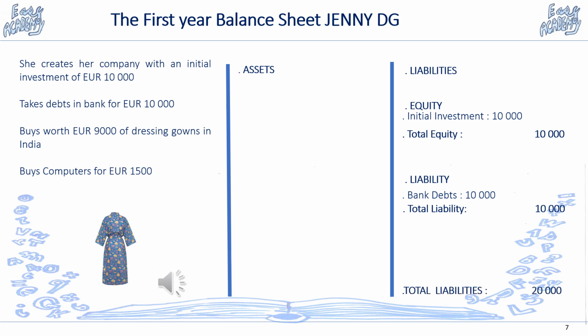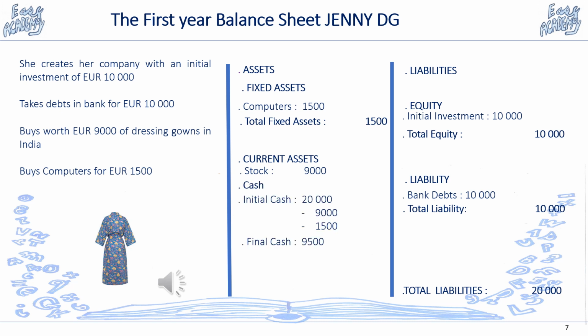Now looking at assets. The only fixed assets she has are the computers that she bought. Total fixed assets will be 1,500. If you now look at current assets, her stock is constituted of the 9,000 euros worth of dressing gowns she bought. Looking at cash, she has 20,000 of initial cash, minus 9,000 in dressing gowns, 1,500 in computers, final cash 9,500. Total current assets 18,500 and total assets 20,000, equaling the liabilities.